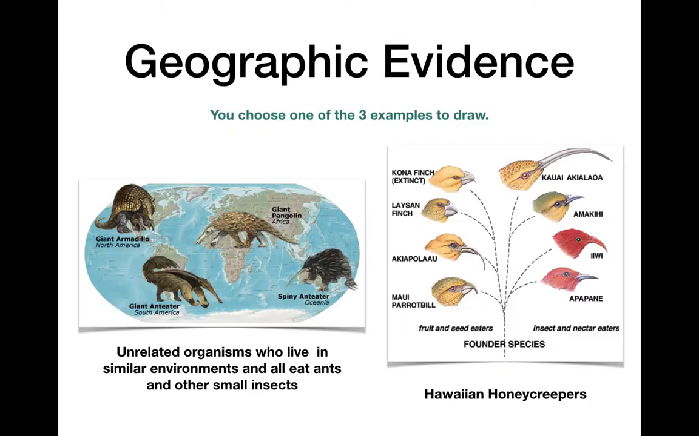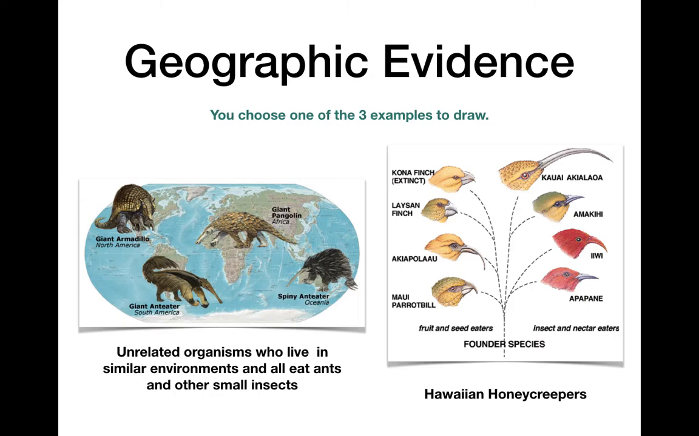Some other examples. So here we have 4 unrelated organisms. They're not connected at all, and they live on separate continents. So we have the giant armadillo from North America, the giant anteater from South America, the giant pangolin from Africa, and the spiny anteater from Oceania, from Australia. They all live, though, in very similar environments. The same kind of environment exists in multiple places on our planet, and they all eat ants and small insects.